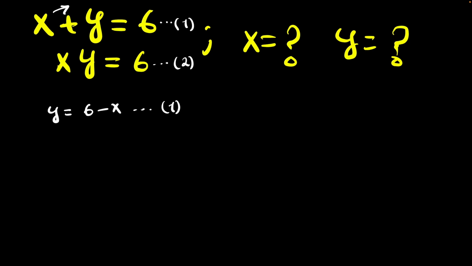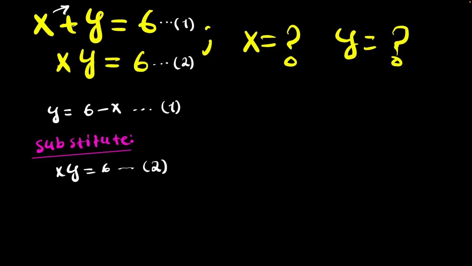Let's go and substitute. This is our second equation, and I'm going to plug in the value of y in this equation from equation 1. So I'm going to now substitute. I'm going to write the value of y, which is 6 minus x, so (6 minus x) times x is equal to 6.